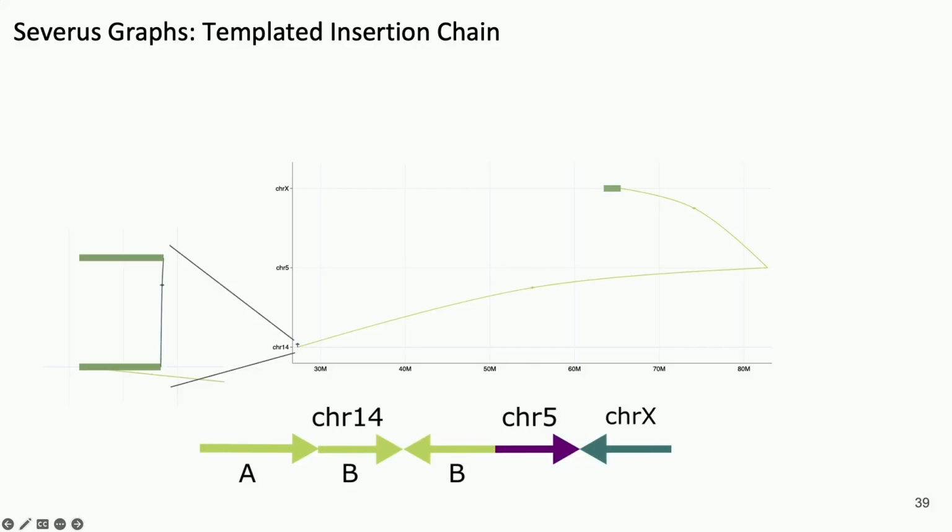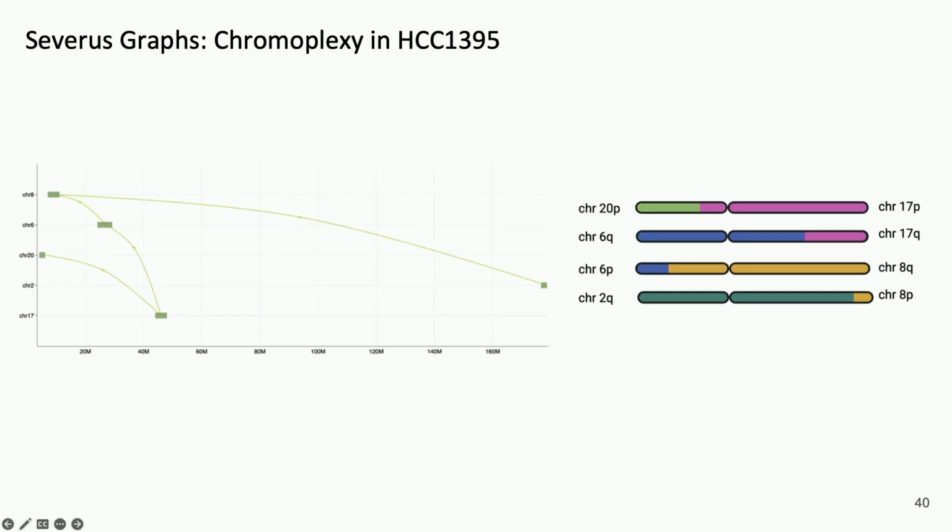Here's another example. In this one, we have a fold-back inversion in chromosome 14. It just comes and then folds back. And then we have a small insertion from chromosome 5, and then it connects to chromosome X. It's an even more complex event, a chromoplexy in ACC 1395. In this case, we have 5 chromosomes involved, leading to 4 different derivative chromosomes.